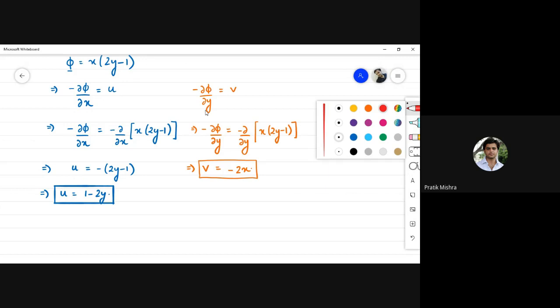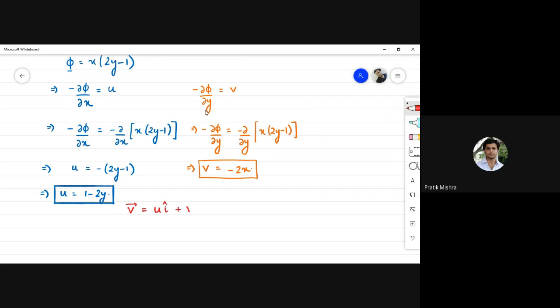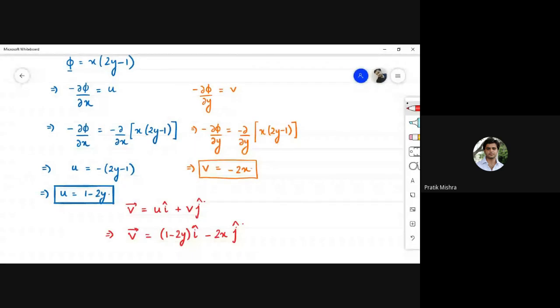So your total velocity vector V can be written as u times i cap plus v times j cap. Substitute the values of u and v from here. So your velocity vector V comes out to be (1 minus 2y) times i cap plus, sorry, minus 2x times j cap. This is your total velocity vector V.